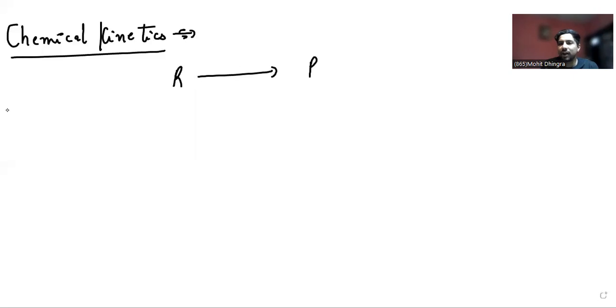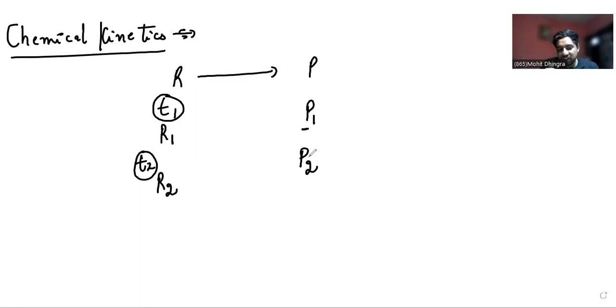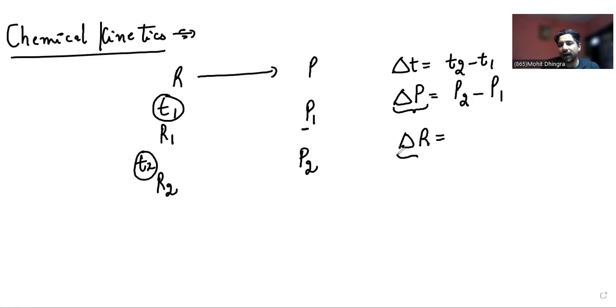Now, suppose this reaction is happening. At time t1 the concentration of reactant is R1, and at the same time t1, the concentration of product is P1. I can write it like this. And at time t2 the concentration of reactant will be different, which I can write as R2, and the concentration of product will be different, which I can write as P2. So how do we write the change? Delta T is equal to T2 minus T1, and delta P represents the change in the concentration of the product, that is P2 minus P1, and delta R represents the change in the concentration of a reactant, that is R2 minus R1.